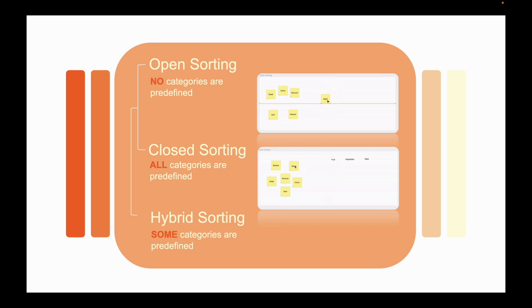In summary, the key to distinguish among the three types: for open sorting, no categories are predefined. Closed sorting, all categories are predefined. And for hybrid sorting, it is the combination of the two above, so just some categories are predefined.